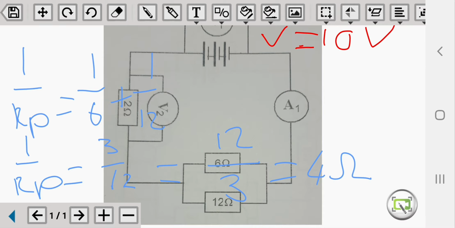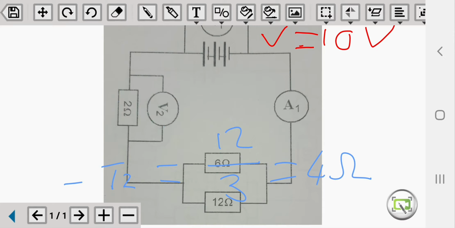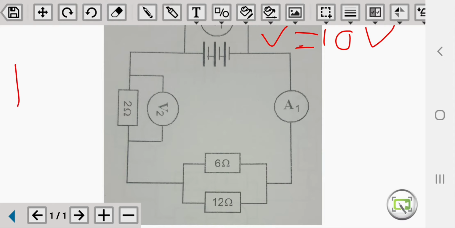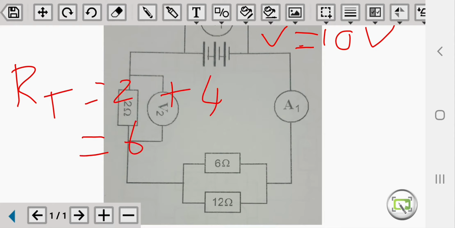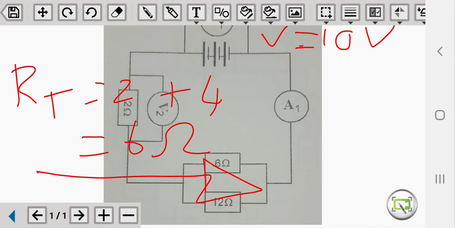Alright, now we just have to add that 4 ohms to the resistor in series, which is 2 ohms, and then we have our total effective resistance in the external circuit. So the total resistance will be the 2 ohms in series plus the 4 ohms we've just calculated. So that will end up being 6 ohms.